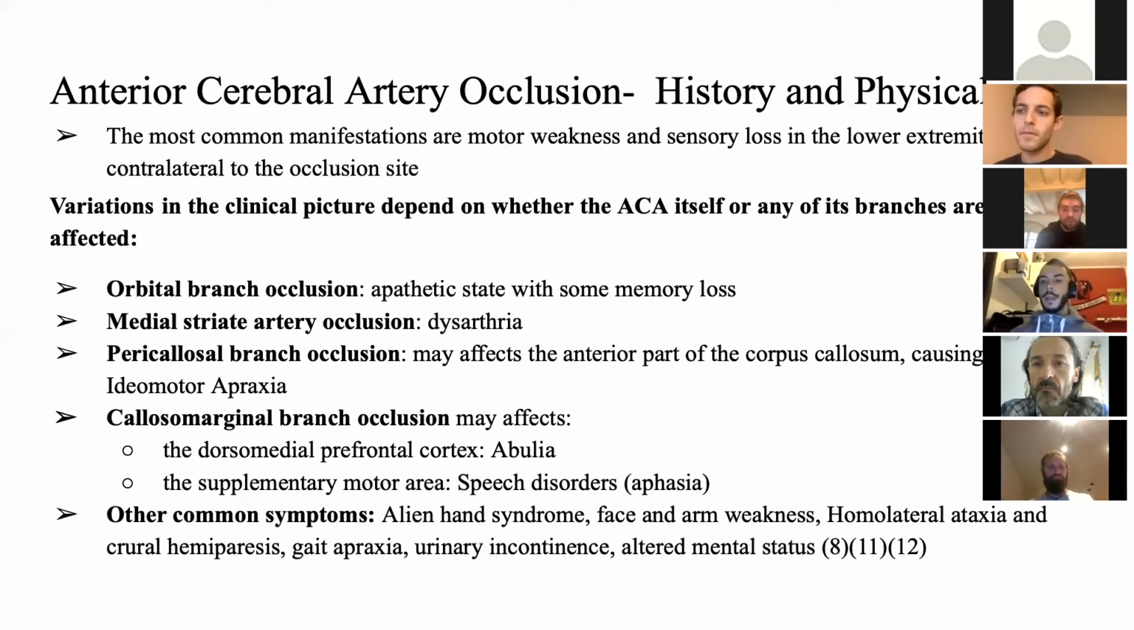Another disease can be the alien hand syndrome, in which one hand appears to be independent and the patient cannot control it. Other common symptoms could be urinary incontinence, emotional lability, contralateral face and arm weakness due to damage to the caudate nucleus, internal capsule, and anterior perforated substance, or damage of both the corticopontine fibers and the lower limb strip, resulting in homolateral ataxia and crural hemiparesis.